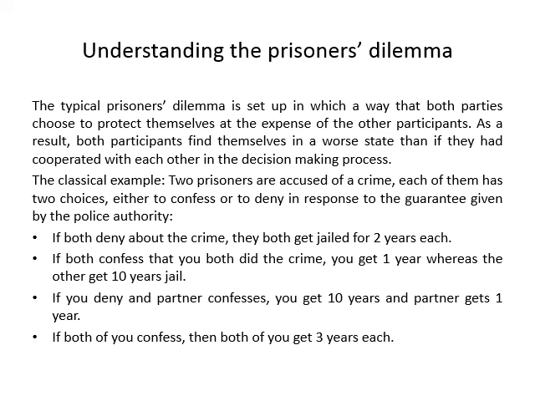that you both did the crime, you get 1 year, whereas the other gets 10 years of jail. If you deny and your partner confesses, you get 10 years and your partner gets 1 year. If both of you confess, then both of you get 3 years each.